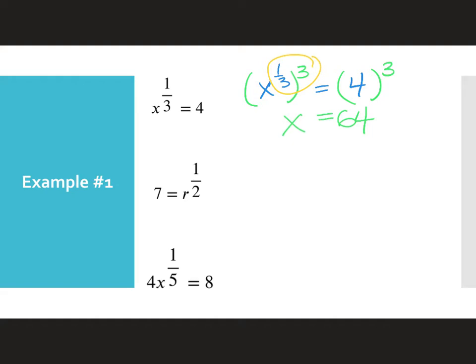On the next one, we have 7 is equal to r to the 1/2. Again, we are trying to remove that fractional exponent. In this case, we are going to raise both sides to the second power. 7 squared is 49. And then r to the 1/2 squared. Remember, power to a power means that we multiply. So half of 2 is 1, and on the right side we have just r.